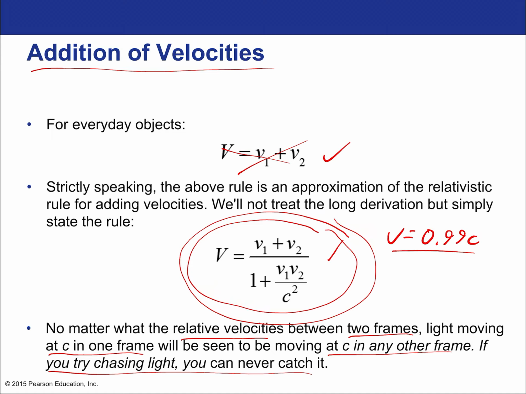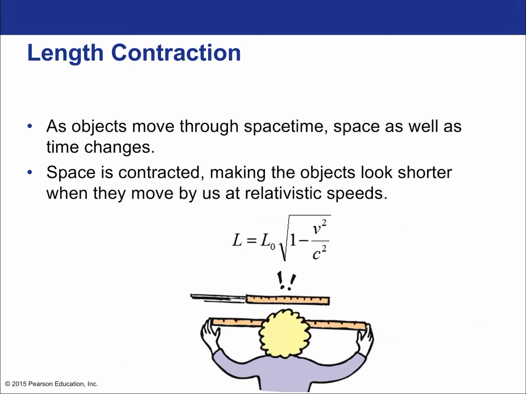And this is part of what Einstein did. He actually worked out the math and found the equations that matched his postulates. Okay, so the other big consequence: length contraction.